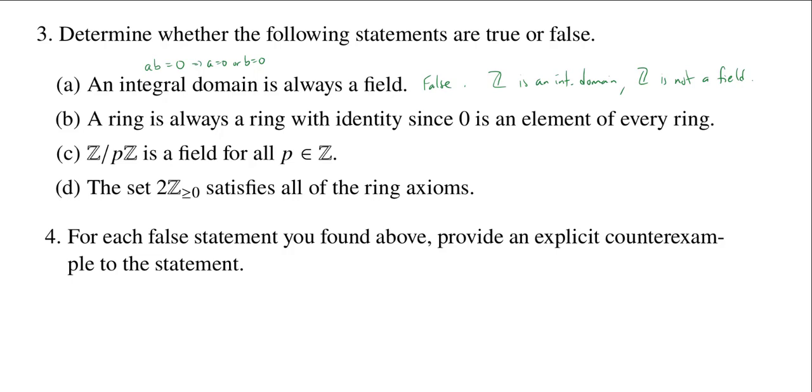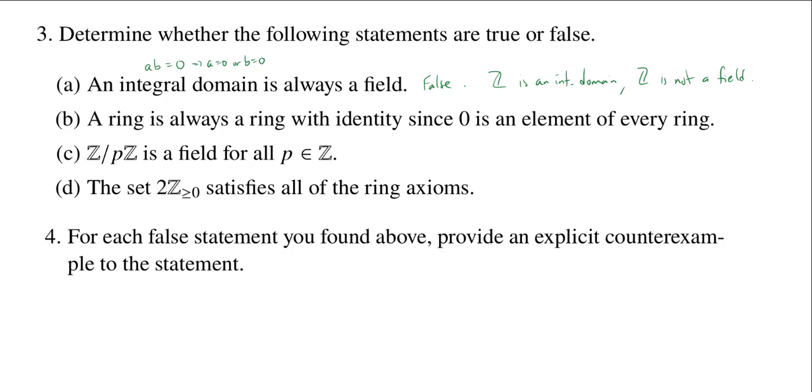Okay, part B here. A ring is always a ring with identity, since 0 is an element of every ring. So this is one of those confusing bits about the terminology. In the ring axioms, we always assume that there is some element. We tend to call it 0, but it doesn't have to be called that. But there is some element which is an additive identity, right? That is in the definition of a ring. If you don't have an additive identity, you do not have a ring.